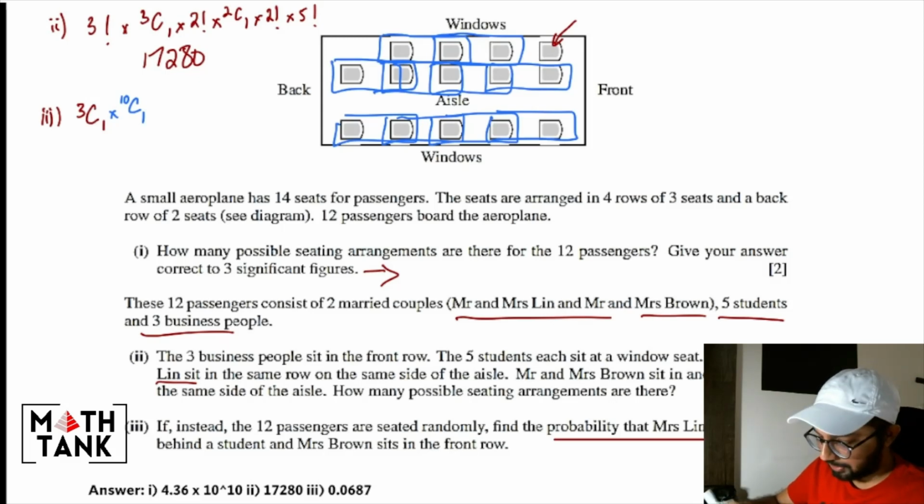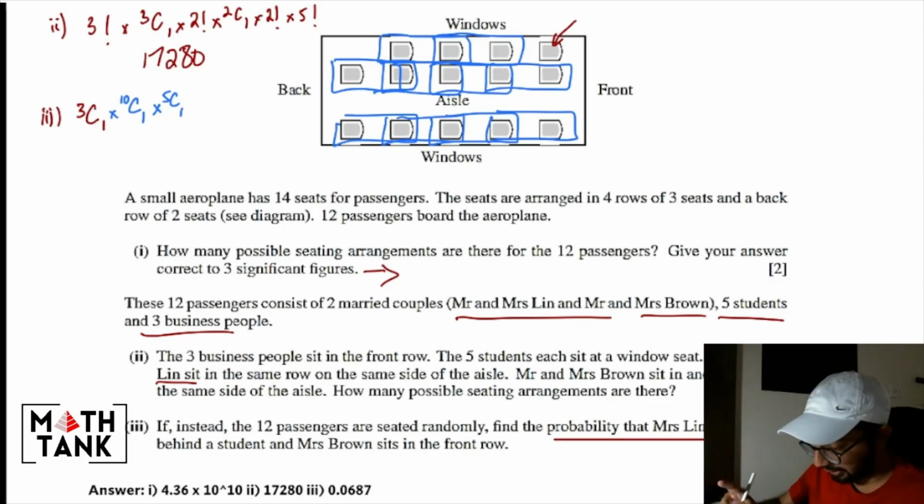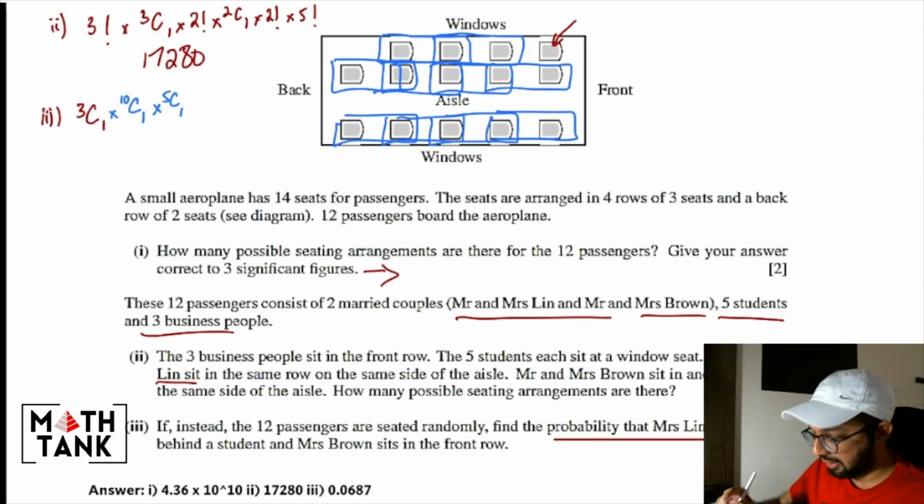But any of the students could be sitting with her, so that's another 5c1. She needs to be sitting directly behind a student. I don't know which student, so I've selected the student as well. Now, one of the students is seated, Mrs. Lin is seated. How many other people are then left? And Mrs. Brown is also seated. So 3 people are seated out of 12. So 9 are left. How many seats am I left with? I had 14 seats. So I'm going to say that I am left with 11 seats. So the other 9 people come in, 11C9, and arrange themselves.